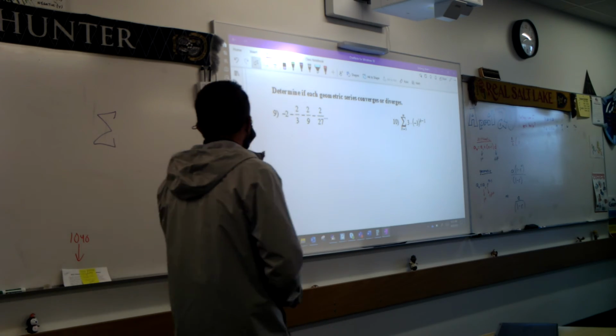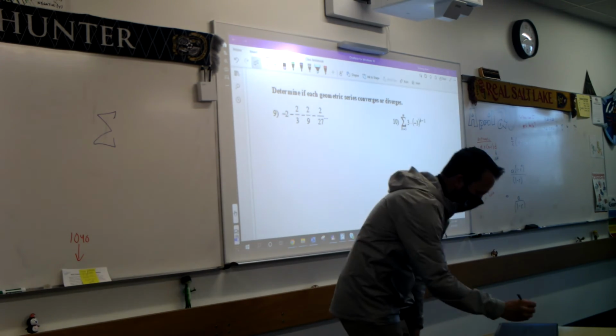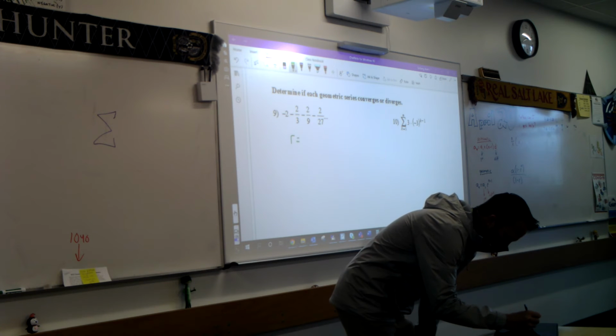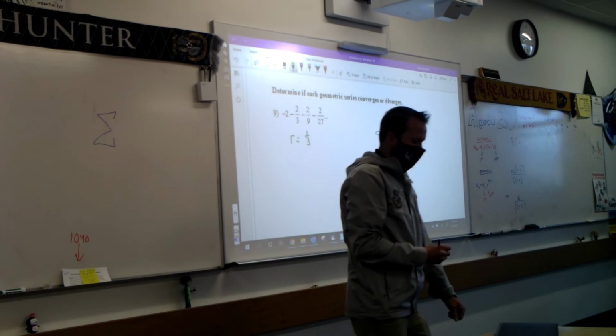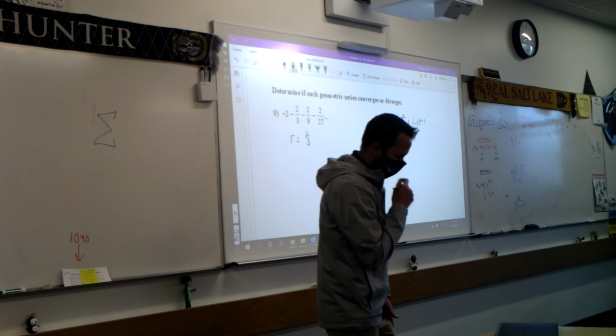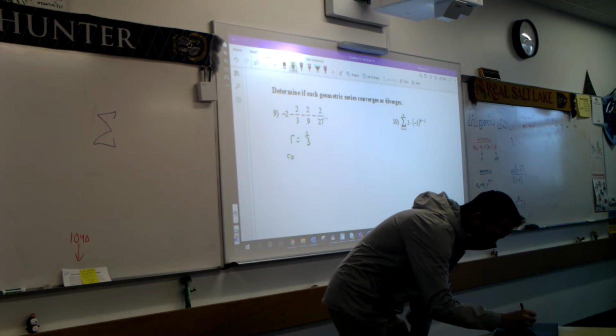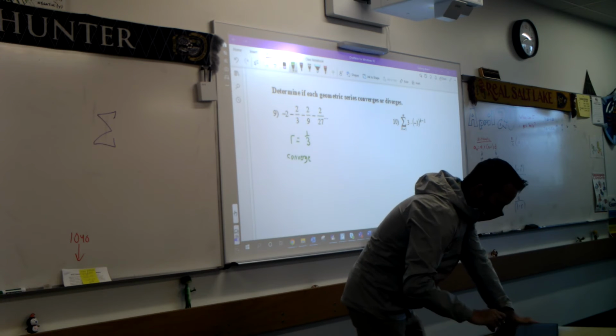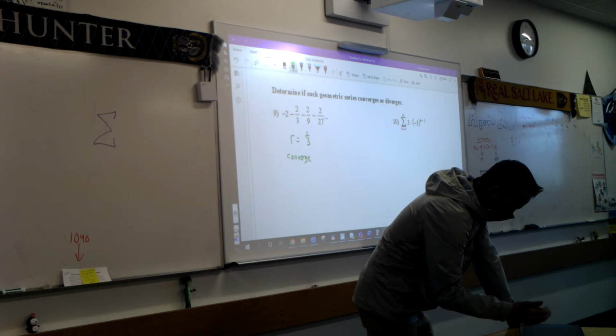All right, what did you guys say the common ratio was here? 1/3. So what does that tell you? Will it converge or diverge? Converge because it's less than 1, all right? Well, let's figure out what that sum is. What is the sum here?